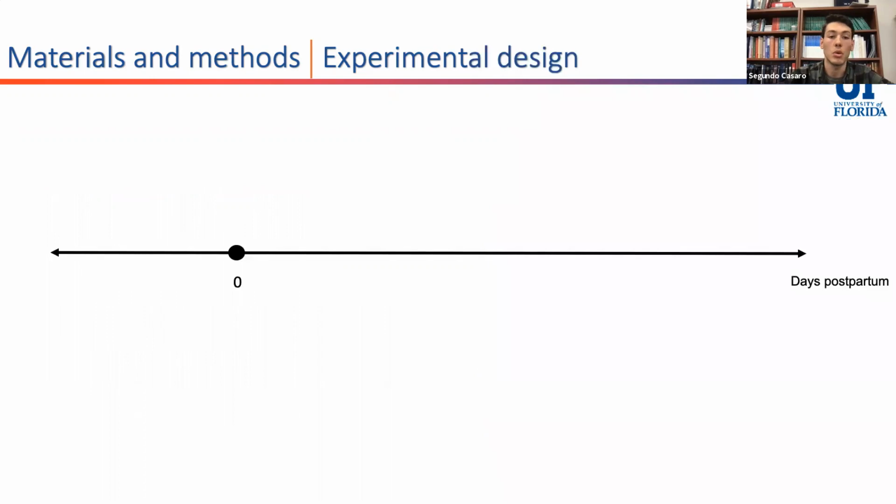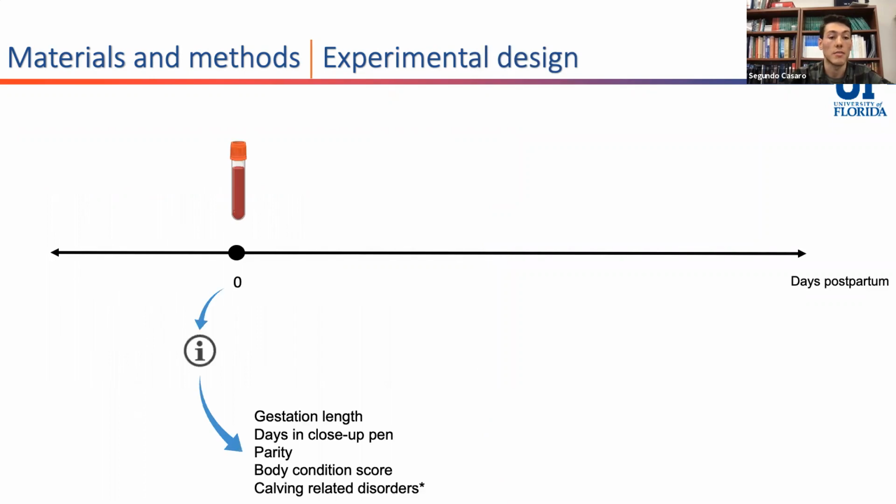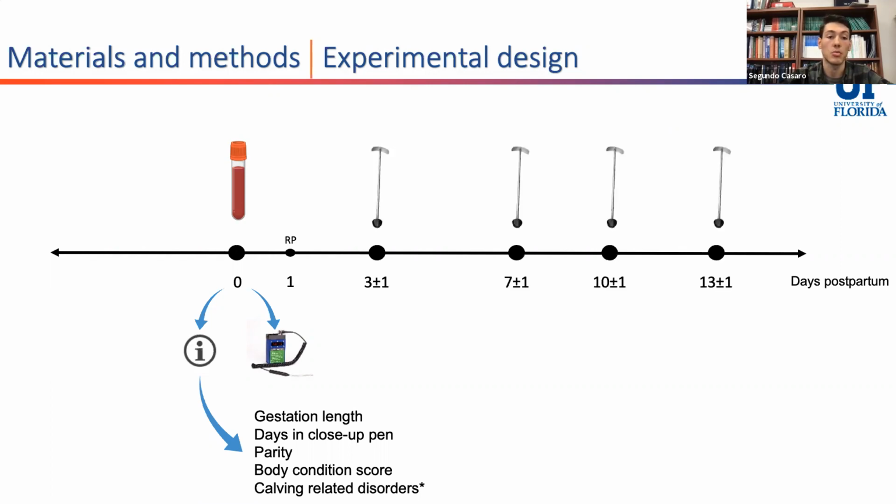So basically what we did, we went on the day of calving and we collected a blood sample. We also collected information about the gestation length, the days in the close-up, the parity, the body condition score, and the calving-related disorders such as dystocia, stillbirth, vaginal laceration, etc. And we also took temperature at calving. Then we went one day after that, and we collected information about retained placenta. And then we went again at 3, 7, 10, and 13 plus or minus 1 days. And with a Metricheck device, we diagnosed metritis.